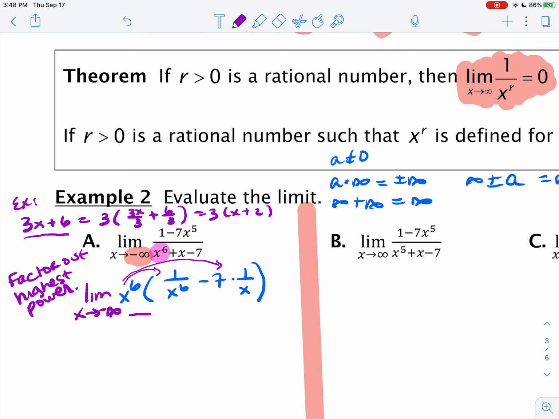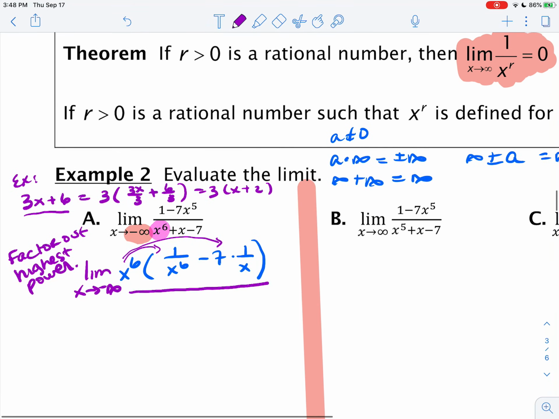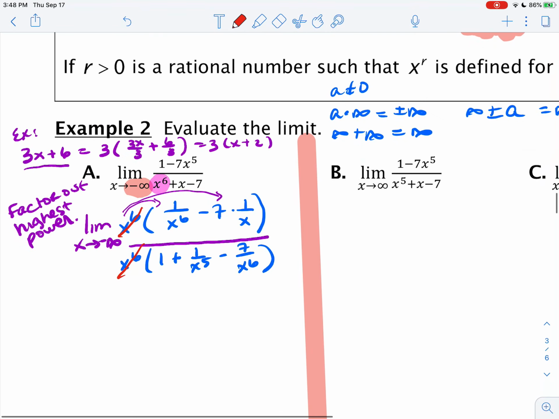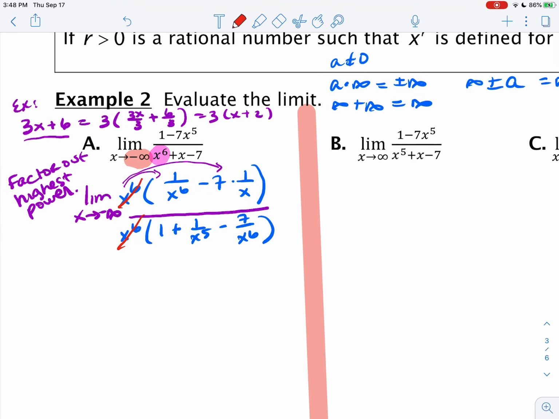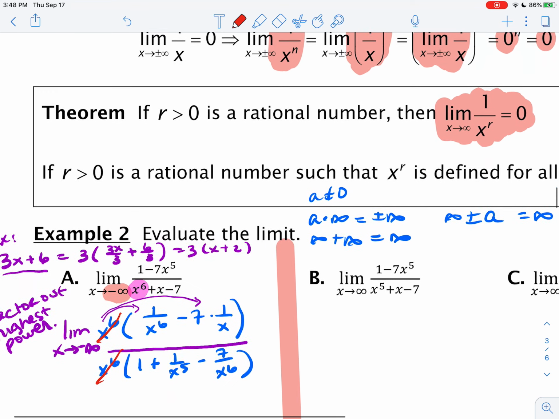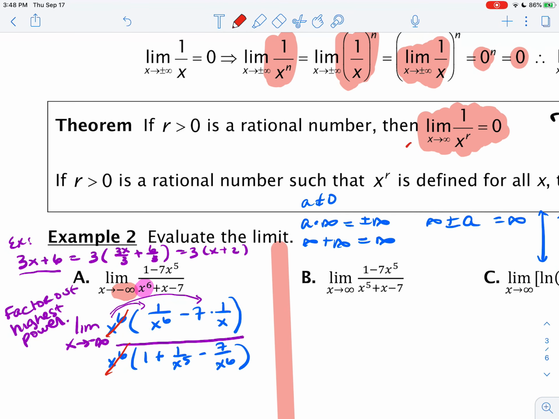Okay, so that's what we have first in the numerator, and now I'm going to do the same thing in the denominator. So in the denominator I have x to the 6th, and I would get 1 plus x divided by x to the 6th is 1 over x to the 5th, and then minus 7 over x to the 6th. I can then cancel my equal magnitudes of infinities, because I'm taking my limit as x goes to negative infinity. And now I'm going to employ this rule up here.